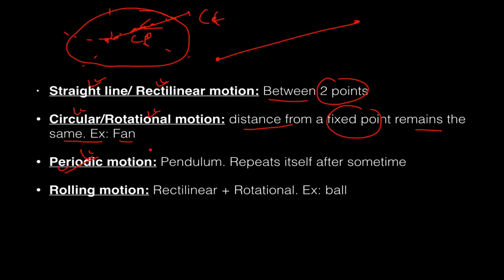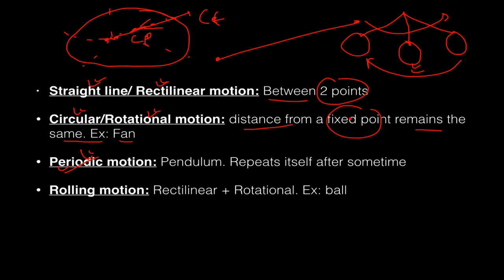Now periodic motion is the motion of a pendulum. So one time the pendulum is here, at the extreme it will be here, at the other extreme it will be here. So after this entire motion from here to here, it will again repeat it, and this position will again come back. So it repeats itself after some time.